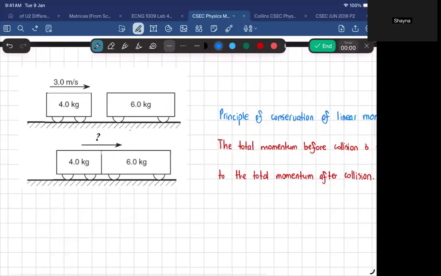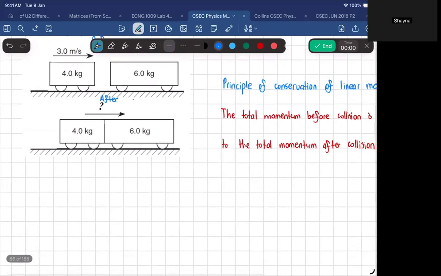Great. So let's apply it in this particular question. Shayna, this one will be before collision, correct? Yes. Right, so this is before. This is after. So let's observe some things. If we're looking at before the collision, let's put down all the information we have. So this is before.